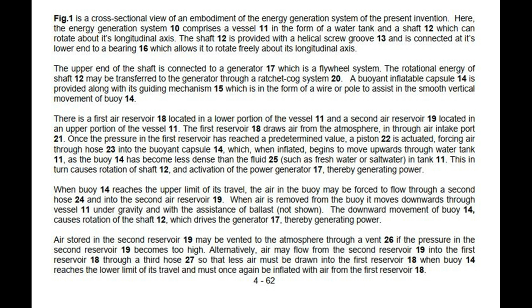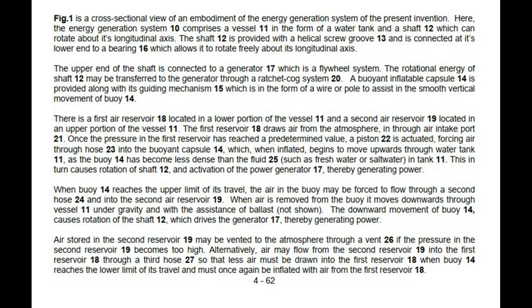When buoy 14 reaches the upper limit of its travel, the air in the buoy may be forced to flow through a second hose 24 and into the second air reservoir 19. When air is removed from the buoy, it moves downwards through vessel 11 under gravity and with the assistance of ballast, not shown. The downward movement of buoy 14 causes rotation of the shaft 12, which drives the generator 17, thereby generating power. Air stored in the second reservoir 19 may be vented to the atmosphere through a vent 26 if the pressure in the second reservoir 19 becomes too high.